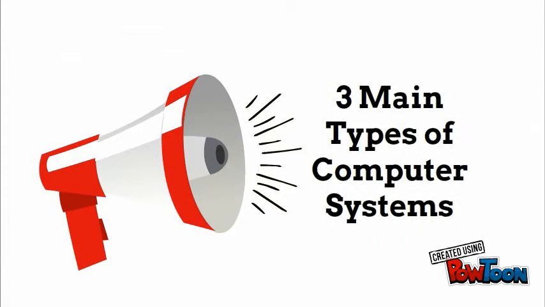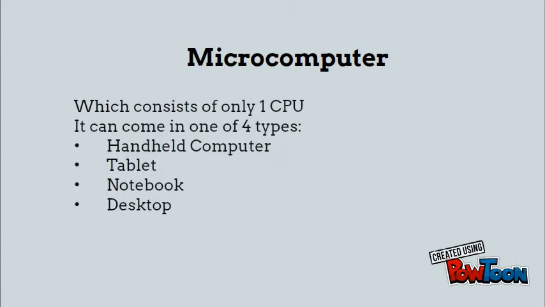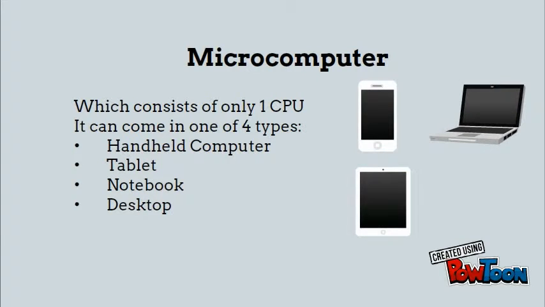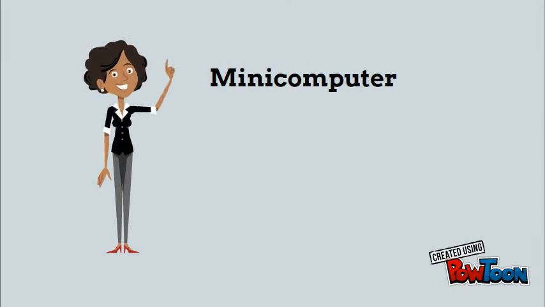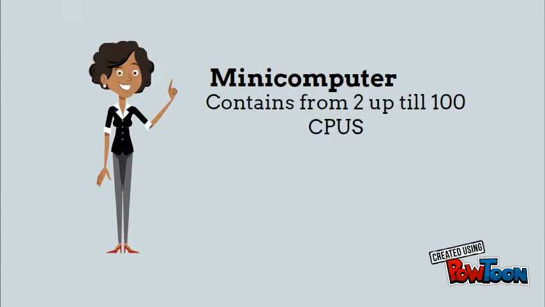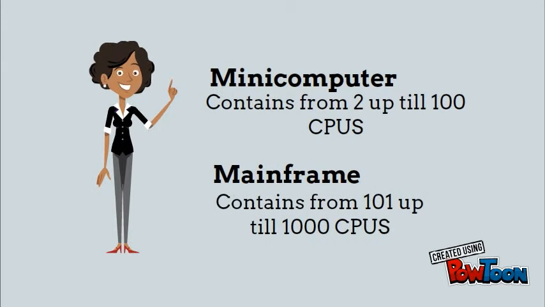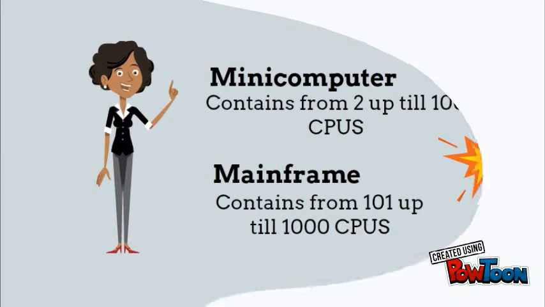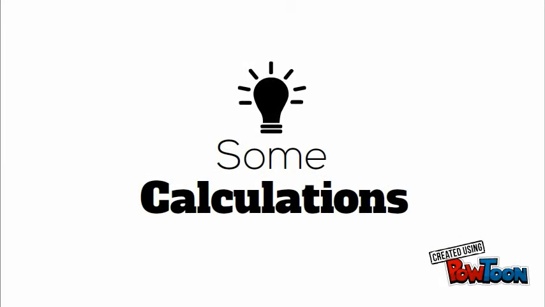Now, let's look at the three main types of the computer systems. First is the microcomputer, which consists of only one CPU and comes in one of four types: handheld, tablet, notebook, or desktop. The mini-computer contains from 2 up to 100 CPUs, while the mainframe contains from 101 up to 1000 CPUs. And now we'll do some calculations.